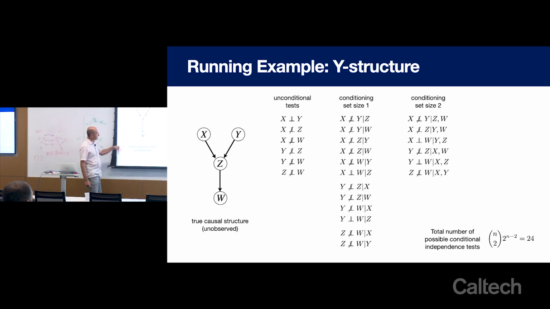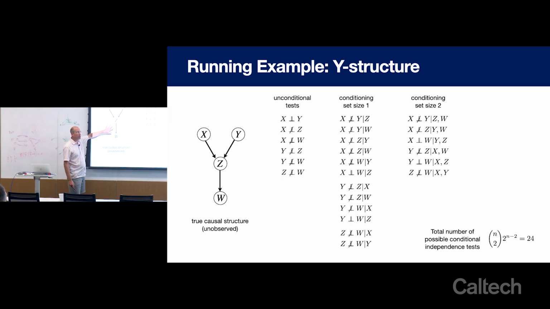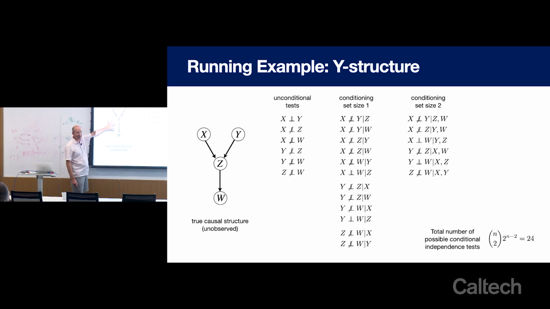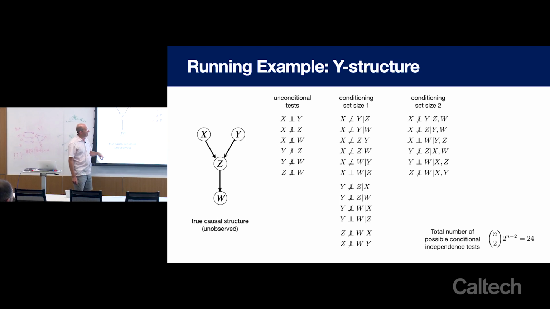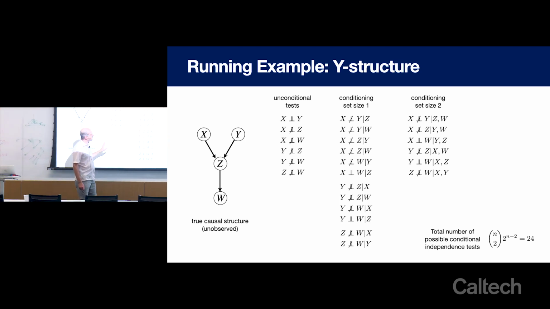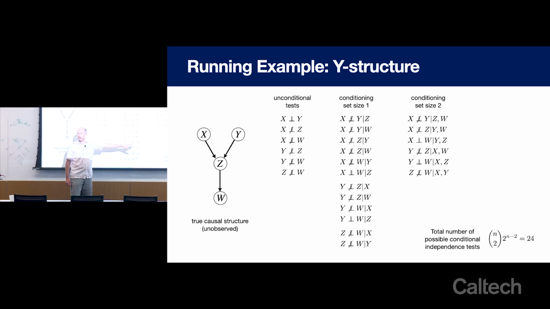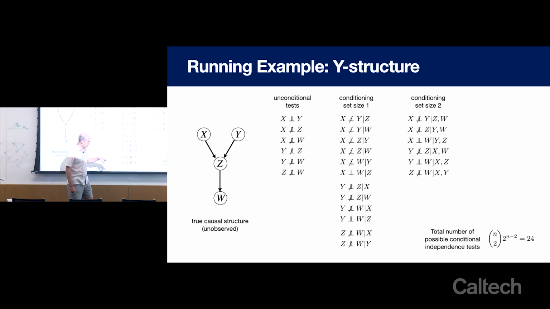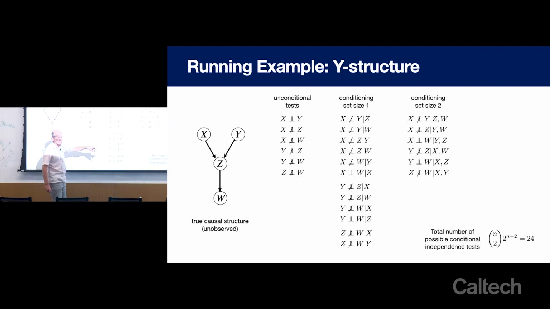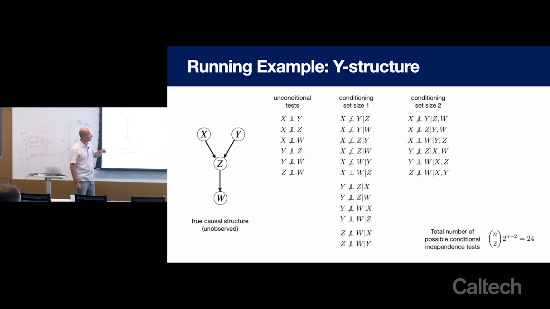We've got 4 variables. This is the true causal structure, which we don't observe. We only observe data from this causal structure. So just imagine a linear model over this causal structure. Then if we looked at our data and did all possible conditional and unconditional independence tests, there are 24 of them. N choose 2 times 2 to the n minus 2.